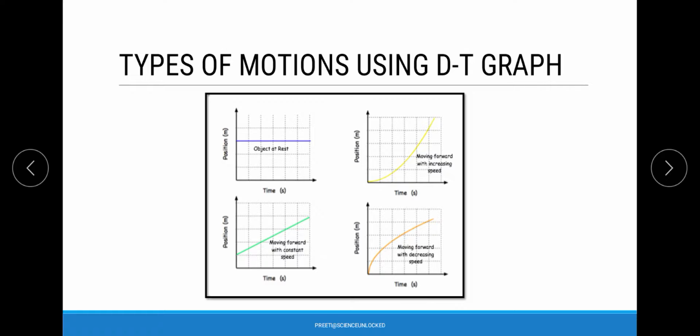On the other hand, when we talk about a straight line like this, we will say that the object is moving forward, but it has a constant speed, meaning the speed is not changing. And whenever there is this kind of graph, we will say that the object is moving forward with a decreasing speed, which is because it is the opposite of this particular section of the graph.